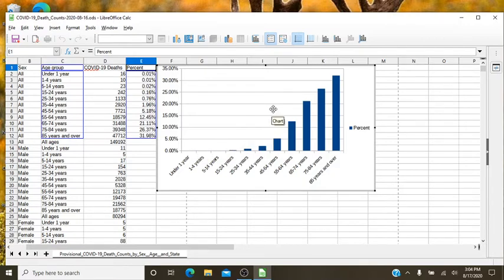Okay, so as we suspected, the death rate for people over age 55 to 64 jumps to above 10%. 65 to 74 jumps above 21%. 75 to 84 above 25%, and 85 and over, a 31% death rate, for all sexes.